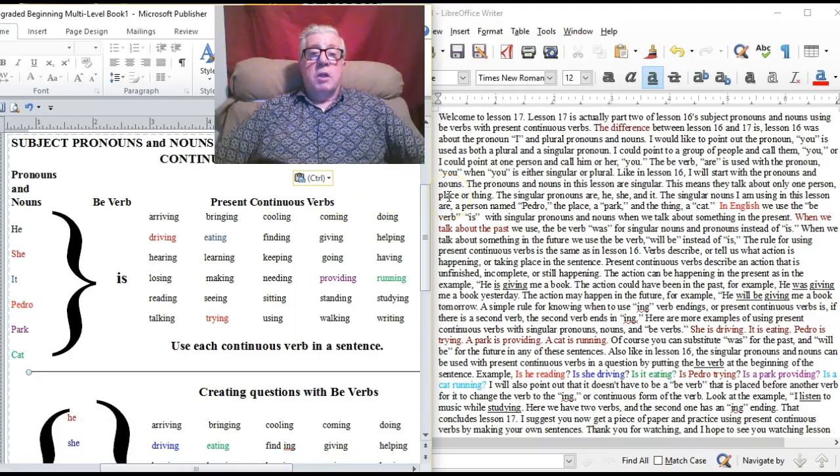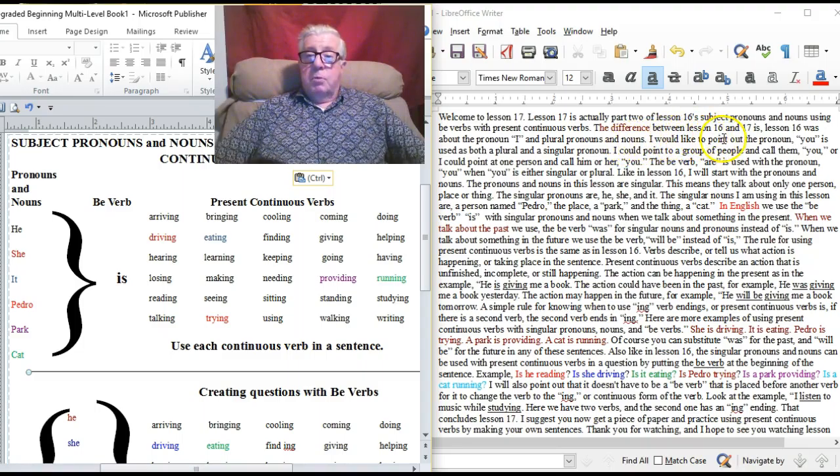Welcome to Lesson 17. Lesson 17 is actually part 2 of Lesson 16. Subject, pronouns, and nouns using be verbs with present continuous verbs. The difference between Lesson 16 and 17 is Lesson 16 was about the pronoun I and plural pronouns and nouns.